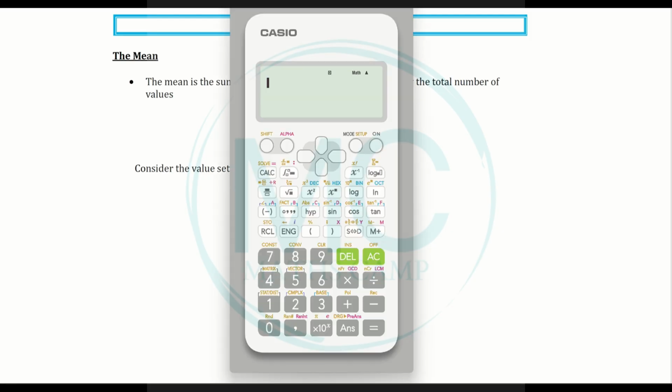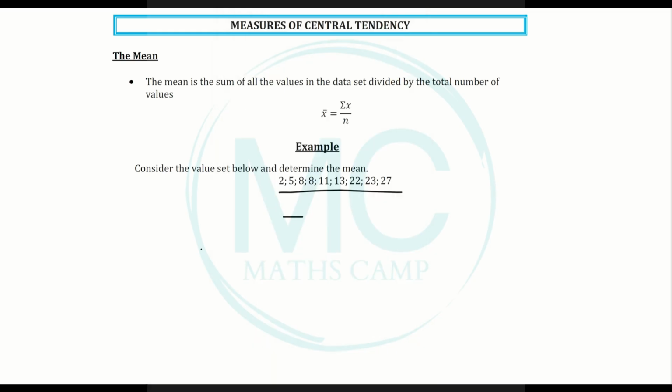So I can take my calculator. 2 plus 5 plus 8 plus 8 plus 11 plus 13 plus 22 plus 23 plus 27 divided by 9 is equal to 13.2. This is the mean of this data set.